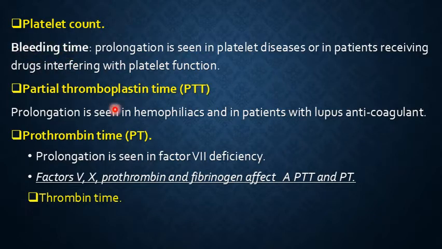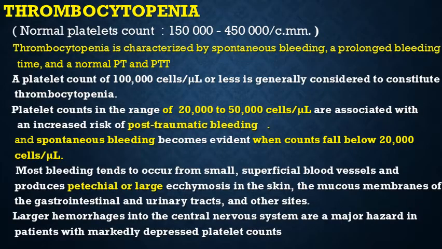Partial thromboplastin time prolongation is seen in hemophilia, and also in patients with lupus anticoagulant. Prothrombin time prolongation is also seen in factor 7 deficiency, while with factor 5, 10, 2, prothrombin and fibrinogen deficiencies, both PT and PTT are prolonged because they share the common pathway.